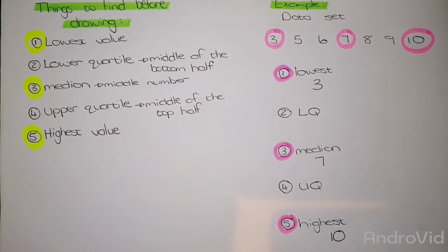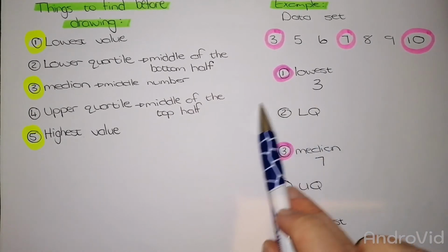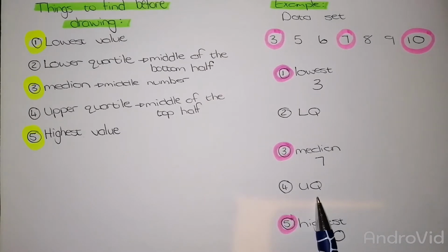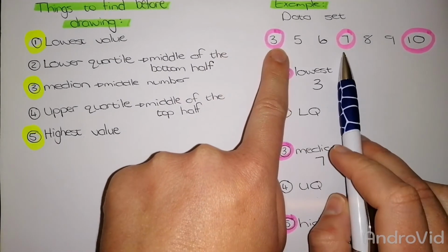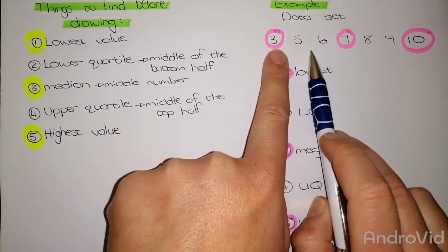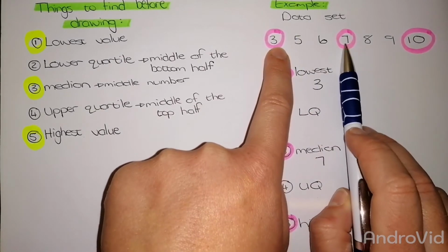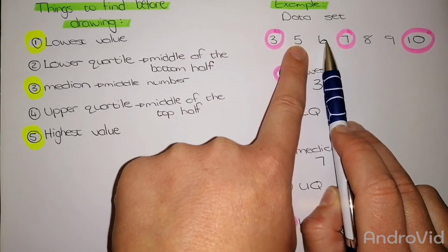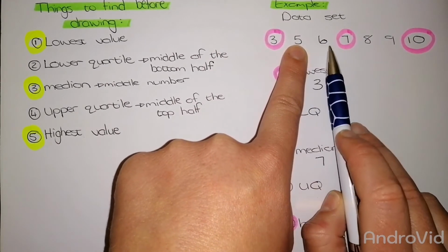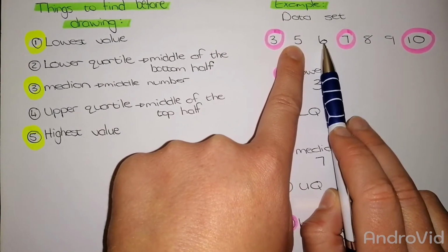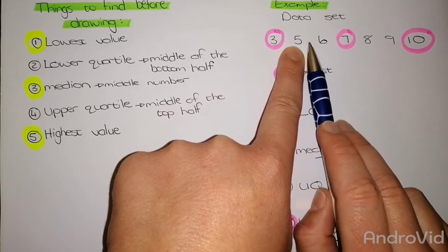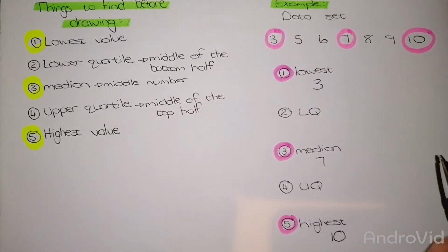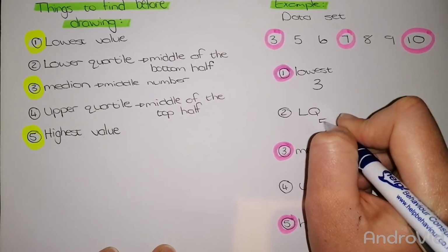Now we get to the little bit more difficult stuff to find the lower quartile and the upper quartile. Since we have 2 numbers over here, the lower quartile is right in the middle of the 2 numbers. So if I move 1 down from 7 and 1 up from 5, then we see there's no number in the middle. So we need to find a value that falls right in between 5 and 6. And that value is 5.5.